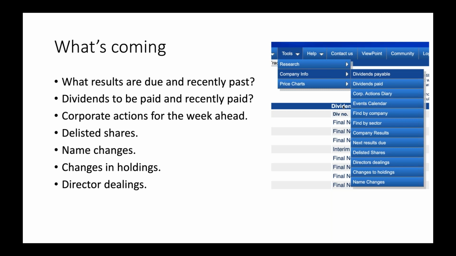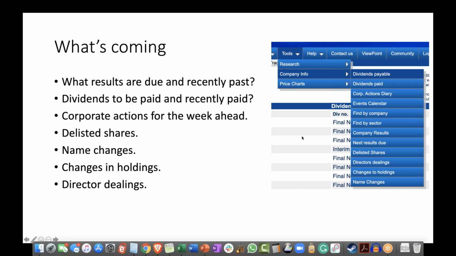It tells you what results are upcoming and what have just happened, dividends to be paid and recently paid, corporate actions for the week ahead, delisted shares, name changes, holding changes, directors' dealings, etc. So it's quite chunky. Events calendar updated weekly, and I've downloaded it.